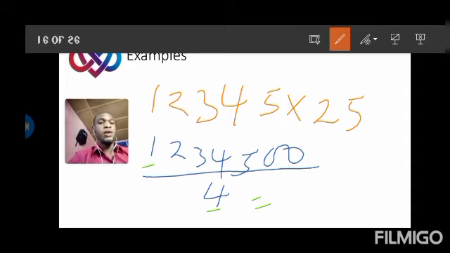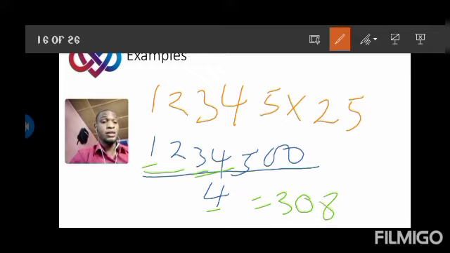4 in 1 cannot go. Pick 12. 4 in 12 is 3. 4 times 3 is 12. So we'll move to 3. 4 in 3 cannot go. That's 0, so remainder 3, because 4 times 0 is 0, so remainder 3 in 34. 4 in 34. 4 times 8 is 32, so 8.